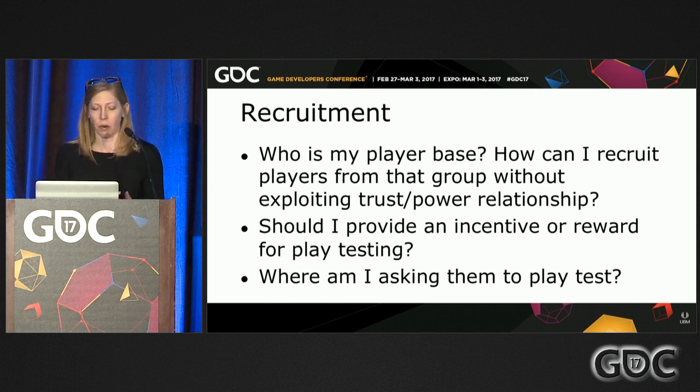So with recruitment, we could ask, who's the player base? How can I recruit people from that group without exploiting any trust or power relationships? We were lucky that Gambit had a reputation for doing play tests regularly over the summer. So we had a good pool of people who were happy to sign up and attend just for the pleasure of playing the games. In terms of incentives and rewards, there was the playing of the games, and then each team with a game usually had cookies. Sometimes we would compete with each other for better cookies or chocolate or that kind of thing. And so we didn't have a relationship we were necessarily exploiting.